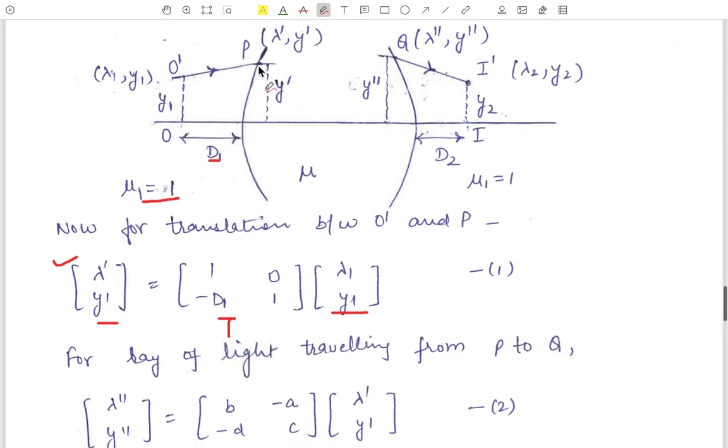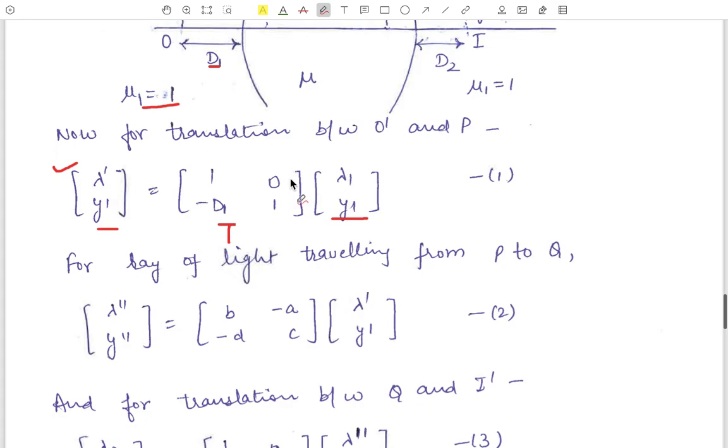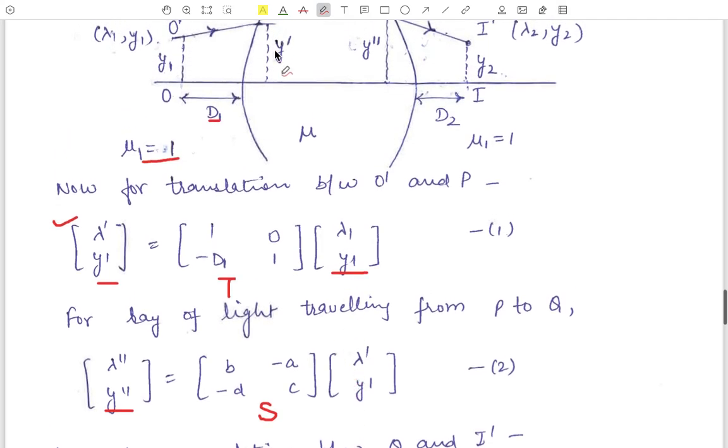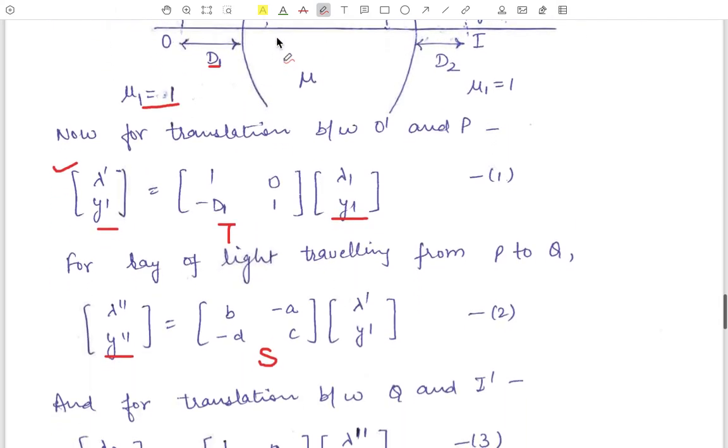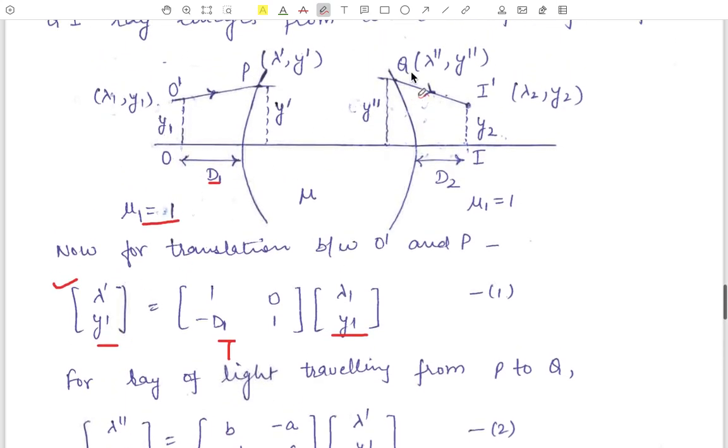Now for the ray traveling from this point P to the point Q, here we have a lot of the translation and refraction processes here. Therefore we will use the system matrix here. Output matrix is equal to the system matrix into input matrix. Input matrix क्या है, coordinates of point P that is lambda dash y dash and output क्या है हमारी, coordinates of point Q that is lambda double dash y double dash.